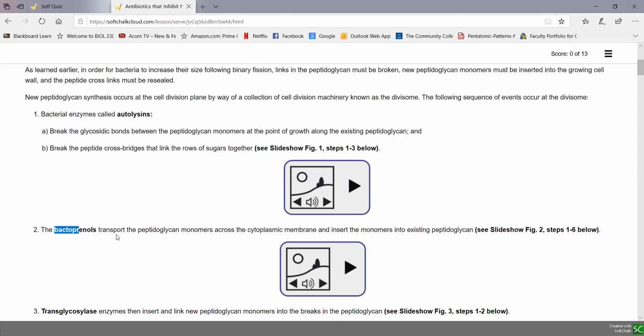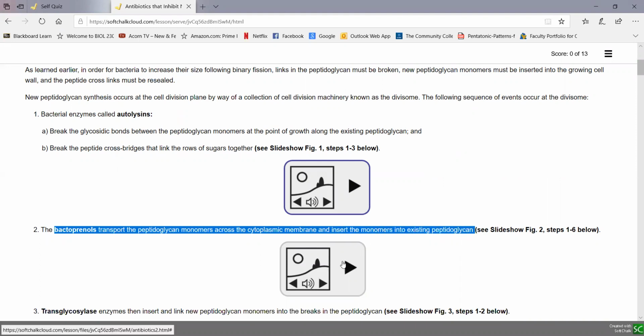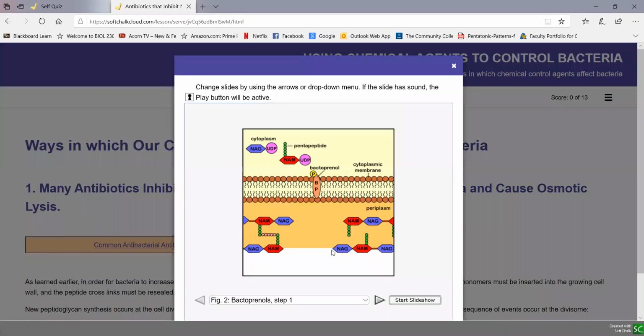Then bactoprenols are going to assemble peptidoglycan monomers, transport them across the cytoplasmic membrane to insert them into the existing peptidoglycan. So again, the various components of the peptidoglycan monomer, which remember is NAG, NAM with a pentapeptide, these assemble on bactoprenol. And then the bactoprenol is a transport protein that transports them across the membrane so they can be inserted into the cell wall.